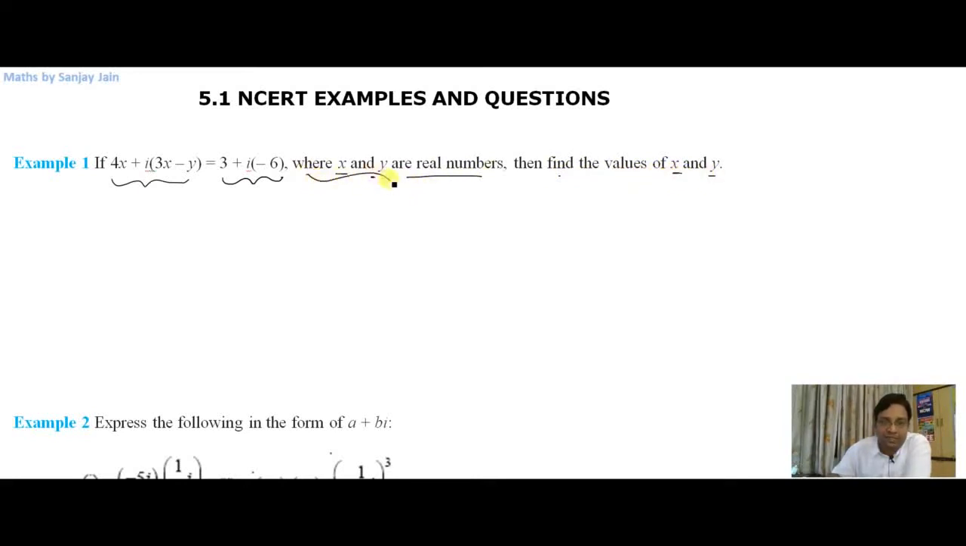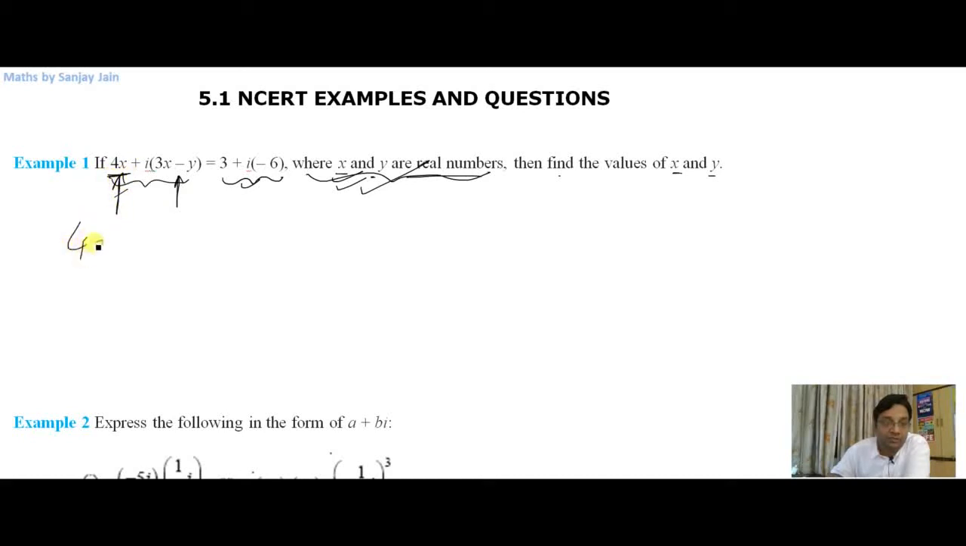Before you know that x and y are real numbers, you cannot say anything about these numbers here. But once you know that these are real numbers, you can say that this is the real part of this complex number and this is the imaginary part of this complex number. If it is not mentioned that x and y are real numbers, then you will not be able to distinguish which part is real, which part is imaginary, right? So it is important. Now that it is given here, if you need to equate two complex numbers, the real parts of these complex numbers should be equal to each other and imaginary parts should be equal to each other.